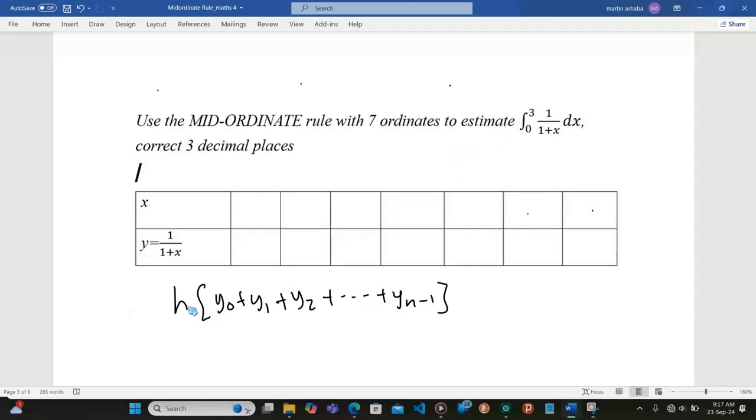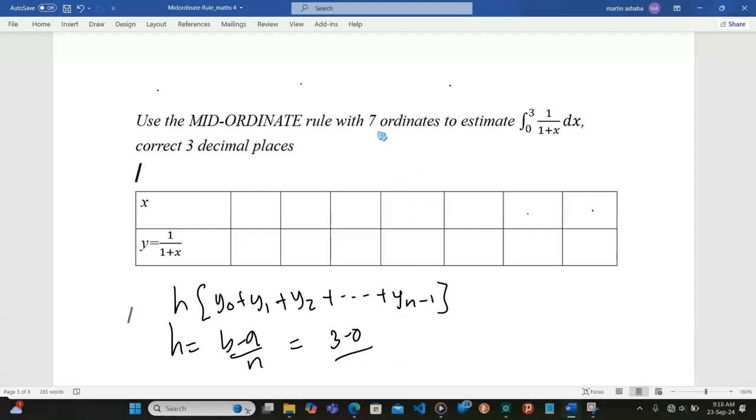h is the width of each subinterval, and h is equal to b minus a over n, whereby n is the number of subintervals, and it is always the number of ordinates minus 1. The b and a are the upper and lower limits respectively for the function we have been given. So this is 3 minus 0 divided by n. n here is going to be 6.